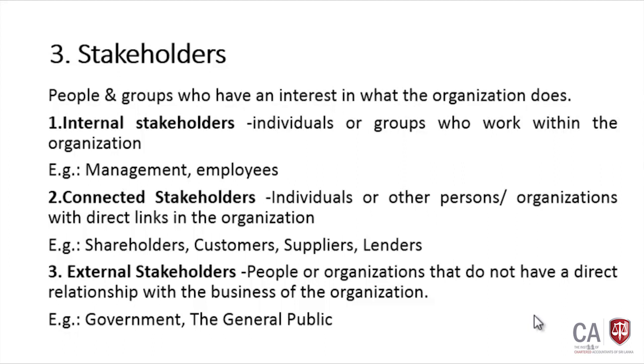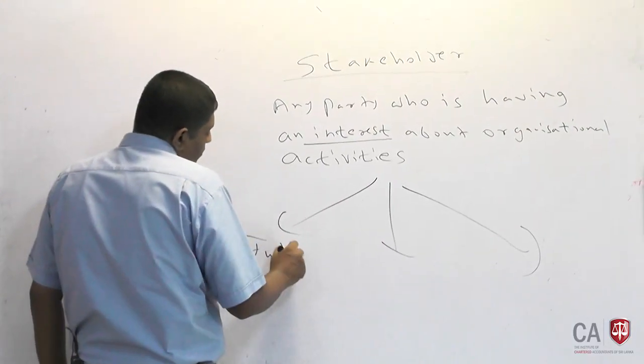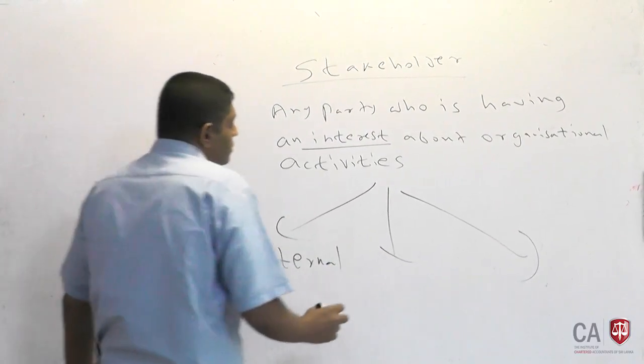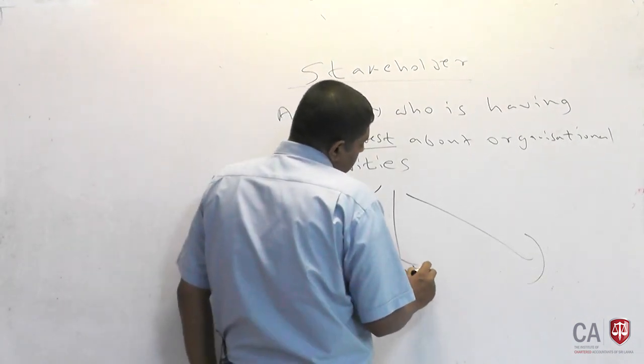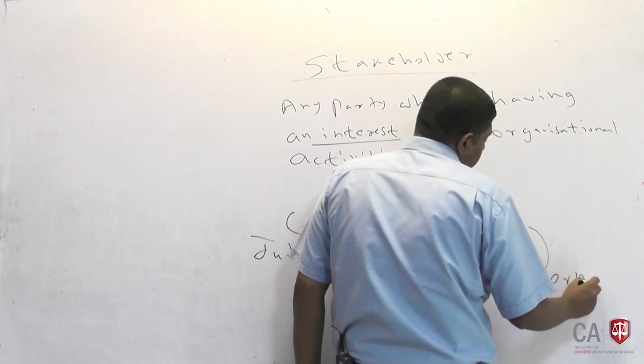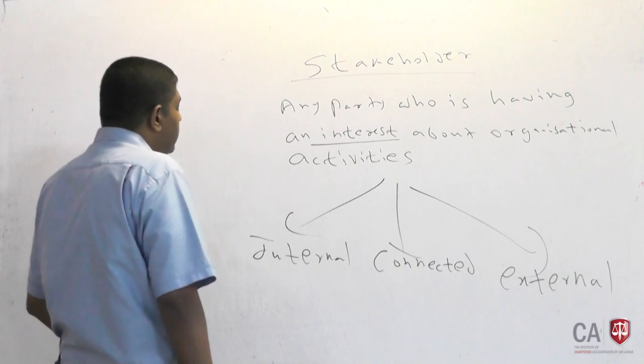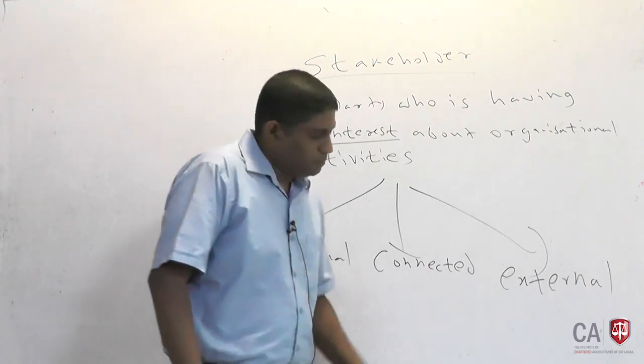So, stakeholders can be defined into three groups. What are the three groups? Internal, connected, then external. Internal, connected and external, right.